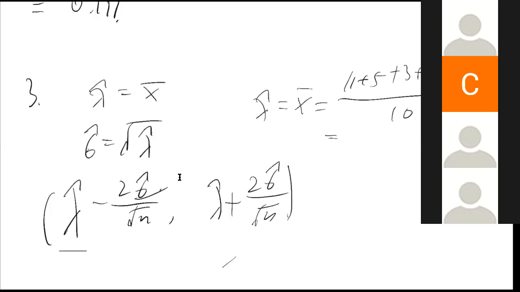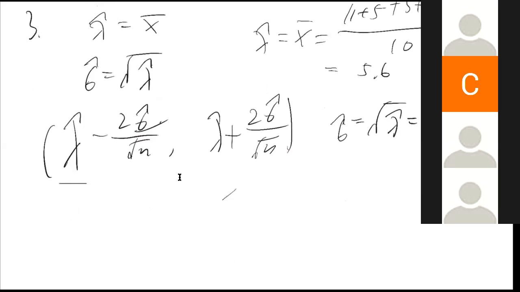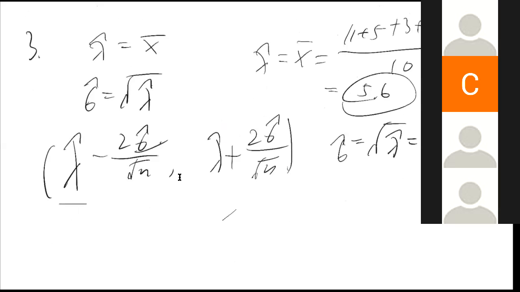That's our estimator for the mean, which is 5.6. The estimator of sigma is just the square root of 5.6, which is about 2.37. So we just plug in 5.6 here and 2.37 here, and we'll get our result.